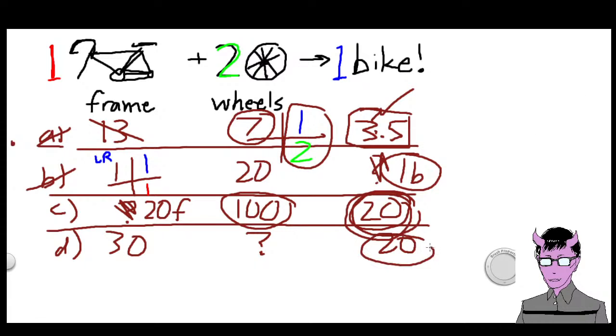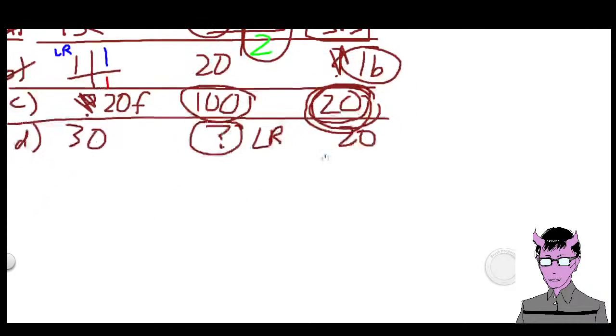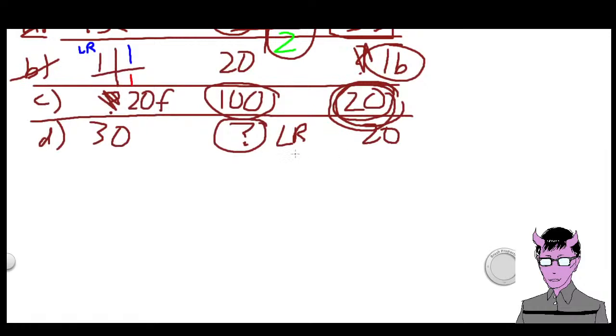Going back, we're going to assume, well, no assumption. If we were able to use up all these frames, then we would have had 30 bikes. But we don't have 30 bikes. We only have 20 bikes. So that tells us that this was the limiting reactant. Or the limiting product, or whatever you want to call it. Actually, I shouldn't confuse things. Product is on the right side. Reactants are on the left side, by convention.